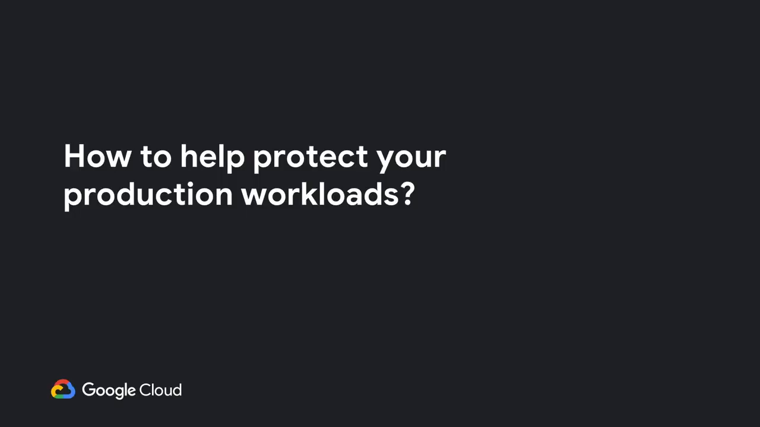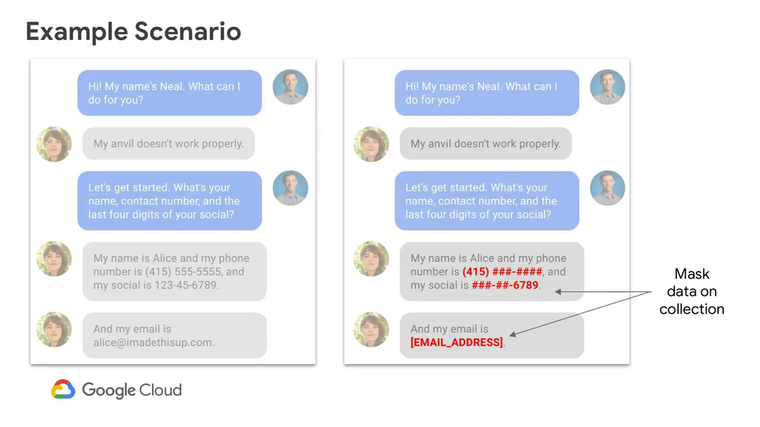So how can this help you with your production workloads? Let's just look at an example scenario. Let's say that you have a customer support chat application. And in that chat application, you have a customer and a support agent just communicating back and forth. And in the context of that chat, the customer decides to overshare. They decide to give more information than you actually need. So in this case, we were looking for the last 4 digits of their social to validate their account. But the customer gave their full social, their phone number, their email address. They give a lot more information than the support agent wanted.